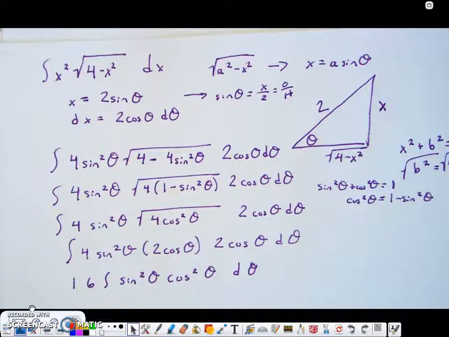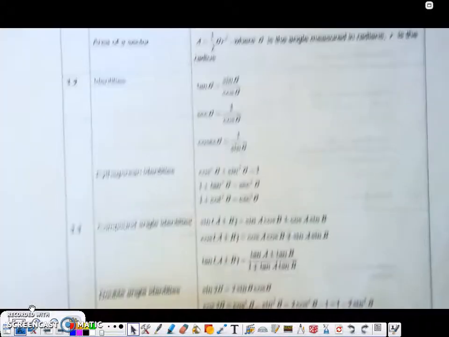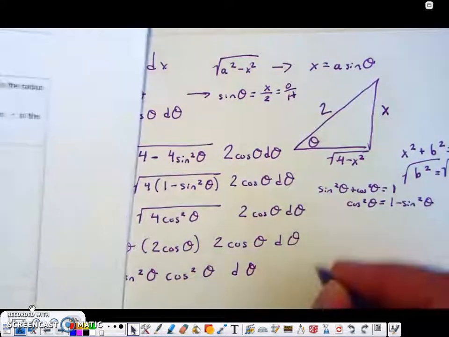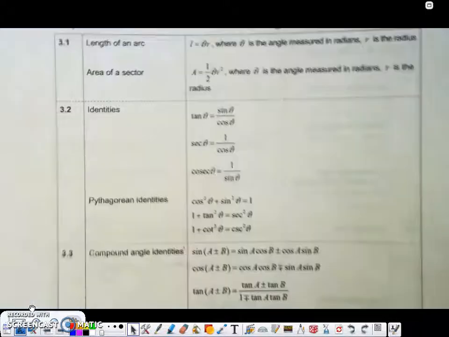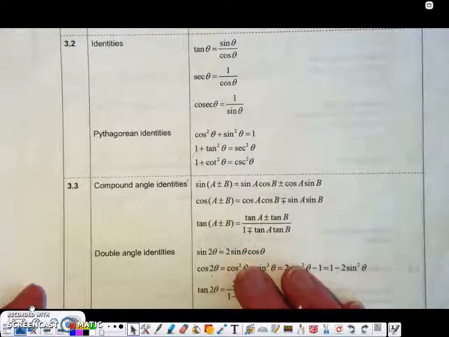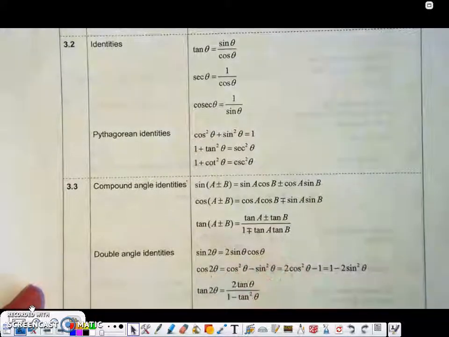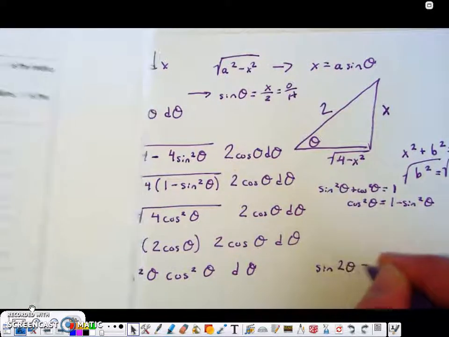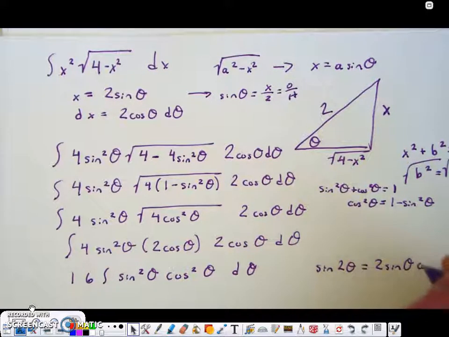Now, this is where your trig identities are going to come in handy. Lots of different things you could do, but there is, on your formula sheet, a nice little thing when you have sine theta and cosine theta. And it's right here. Sine 2 theta is 2 sine theta cosine theta. So I'm going to write that to the side. It's under the trig identities, topic 3. I'm just going to write that down. Sine 2 theta is 2 sine theta cosine theta.